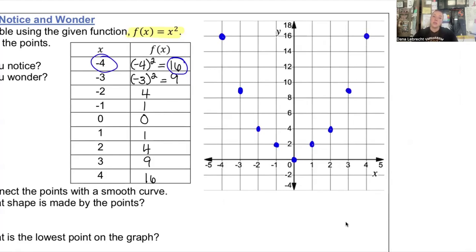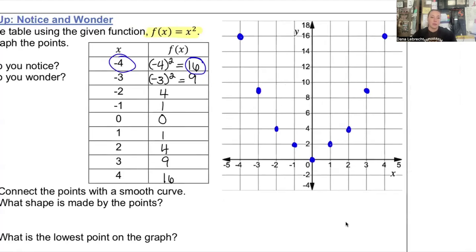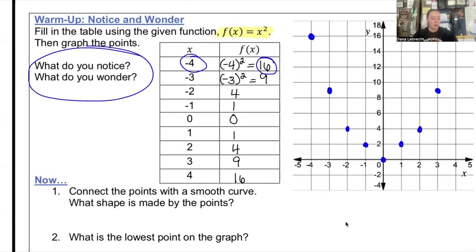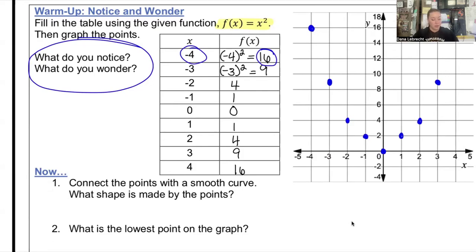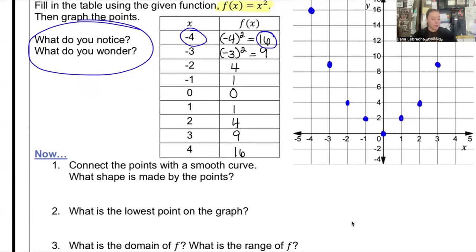Now I want you to pause the video, take a couple moments and write down what you notice and what you wonder, and then you can compare with the people that you're sitting by. All right, once we're done with that, we're going to look at our questions below. We want to connect the dots with a smooth curve. It's going to be a nice smooth line. It does not need to be straight. It's going to have a curve to it.